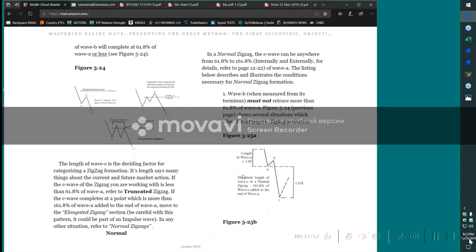This diagram isn't, let's see, the B wave looks like it might be equal to wave A. Let me just double check. Yeah, the B wave takes more time than wave A. So this B wave is legitimate. It takes more time than wave A. It probably retraces a little bit less than 38%, which I would prefer if it's at least 38%.